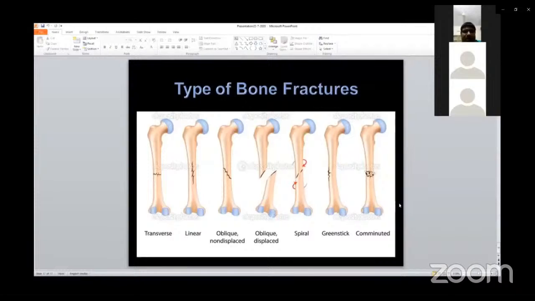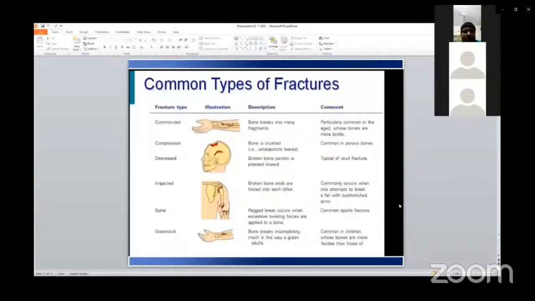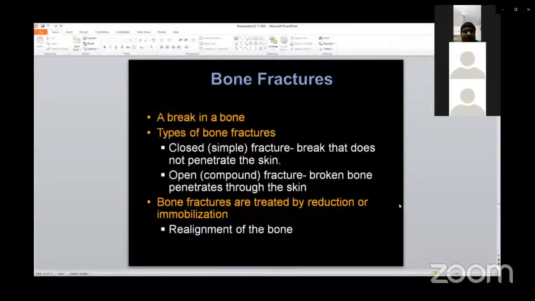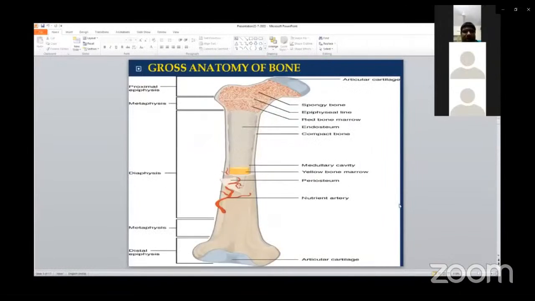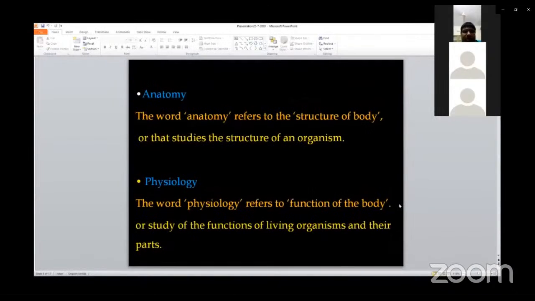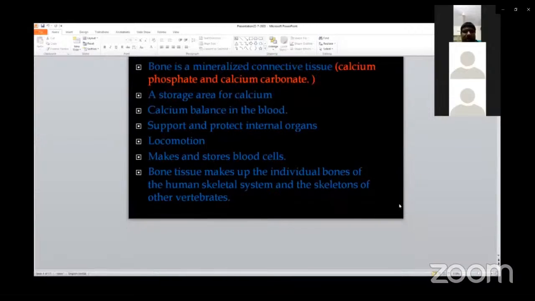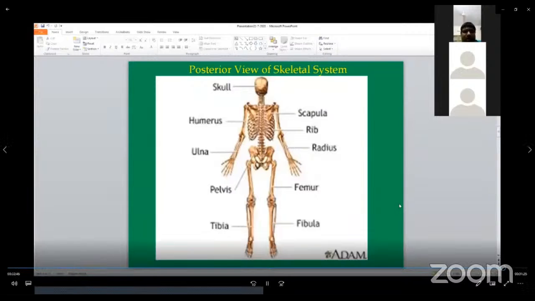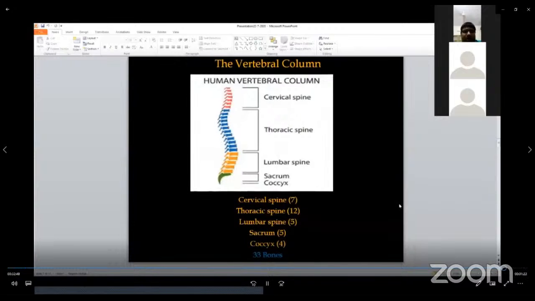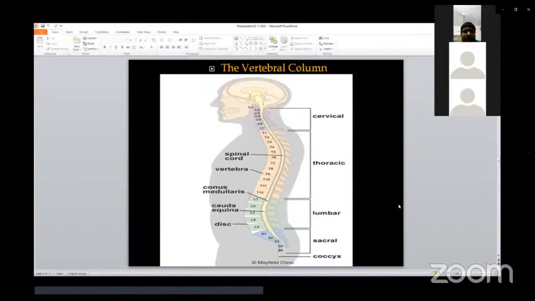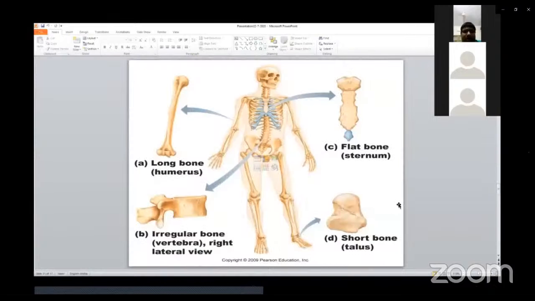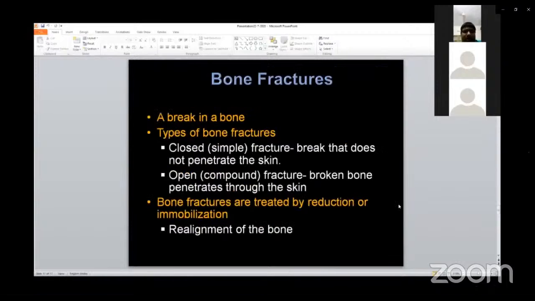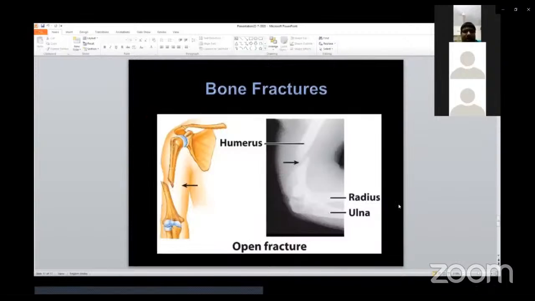So today we have learned about the definition of anatomy and physiology, anatomy and physiology of bone, gross anatomy of bone, anterior and posterior views of the skeletal system, then the vertebral column and its different bones, classification of bones on the basis of shape, and divisions of the skeletal system, then types of bone fractures, and examples of common types of fractures.